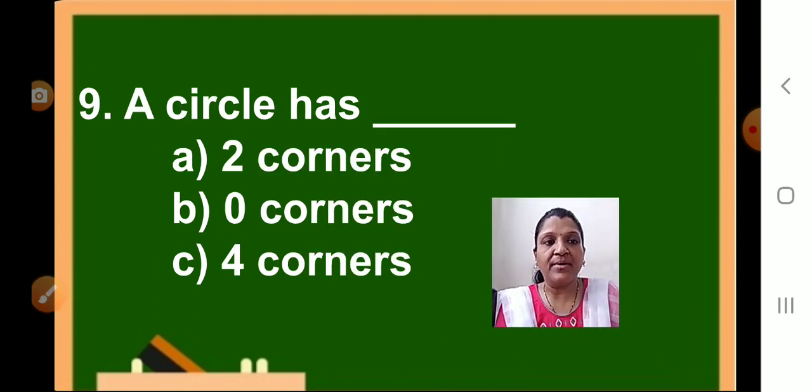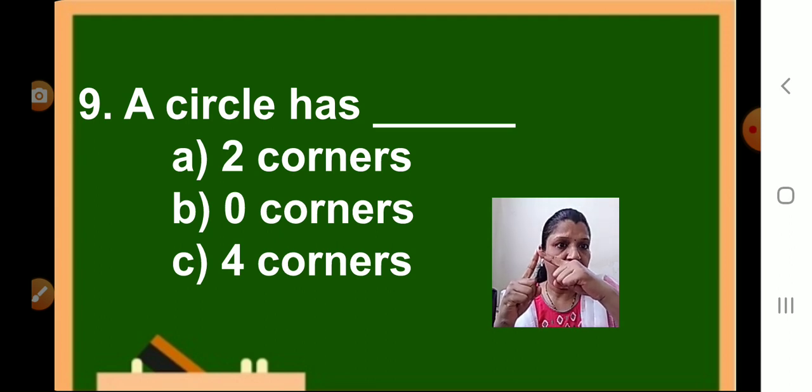Question number 9. A circle has dash. And the options are A, 2 corners, B, 0 corners, C, 4 corners. Now we have learned this in the lesson shapes. What do you mean by corners? Corner means where 2 sides touch together. There we get the corner.